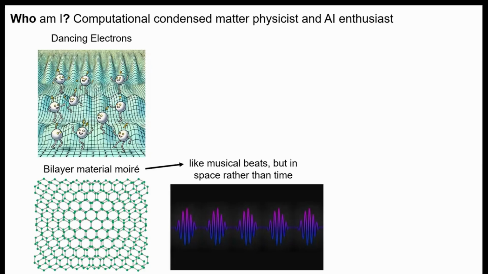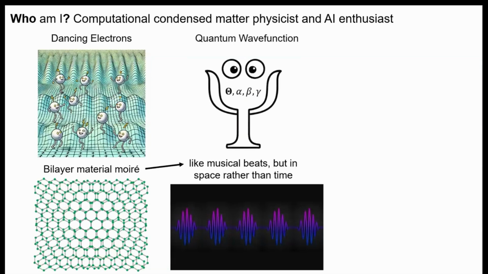When we play music in time, we want to dance with the music. It turns out if you create this Moire pattern, which is the beats in space, electrons want to dance along to this music. And that's what I want to learn. So as a physicist, I write down a quantum wave function for the electrons, and it will involve a bunch of parameters, alpha, beta, gamma, whatever. And I tweak those parameters to see what the electrons want to do, what they like best.